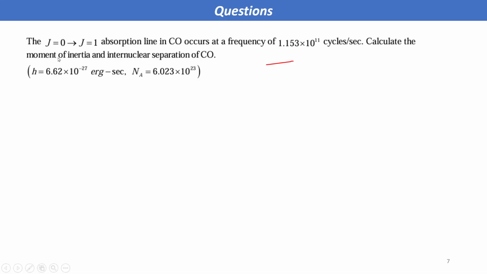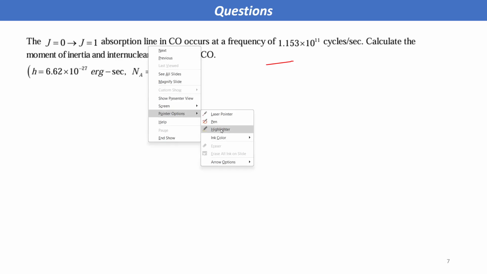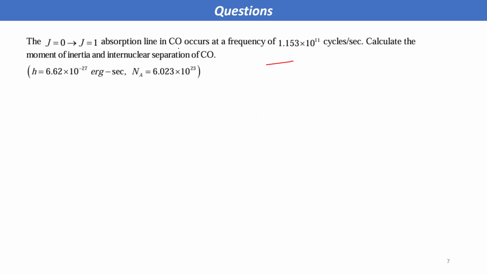So now we will solve this question, that is from J equals to 0 to J equals to 1, the absorption line in the CO occurs at a frequency of 1.153 into 10 raised to 11 cycles per second. Calculate the moment of inertia and internuclear separation of carbon monoxide. So basically here we have to calculate the value of I and the internuclear separation r. And the frequency is given, that is 1.153 into 10 raised to 11 cycles per second.